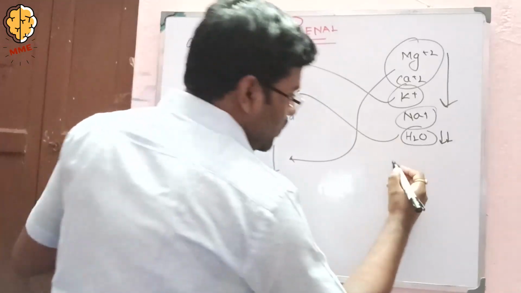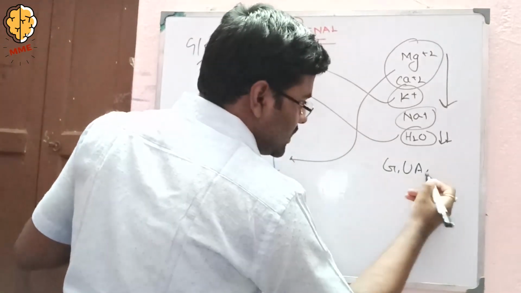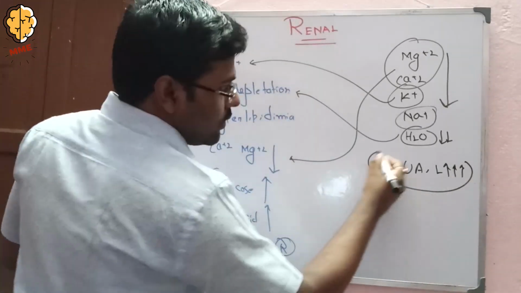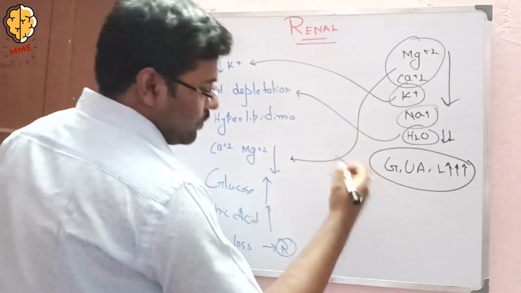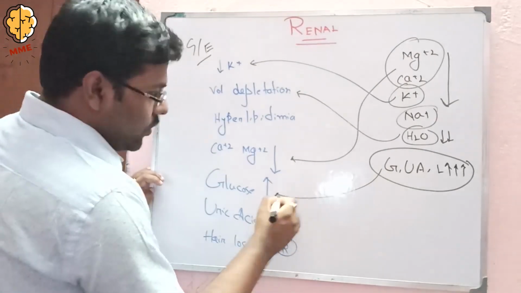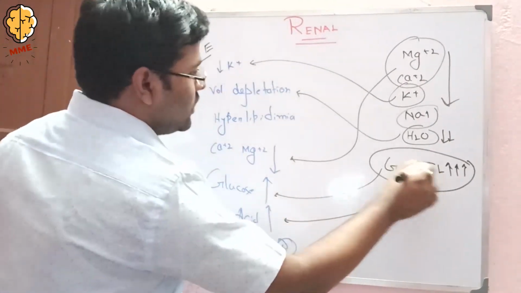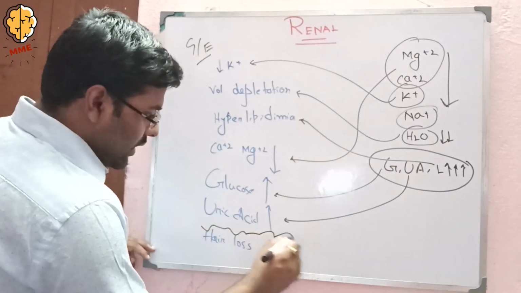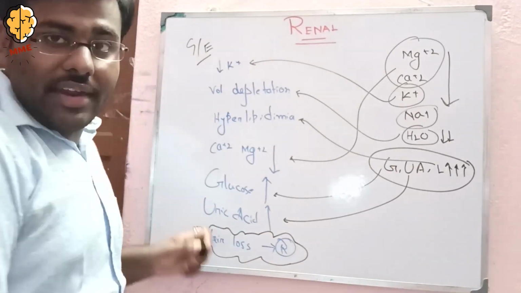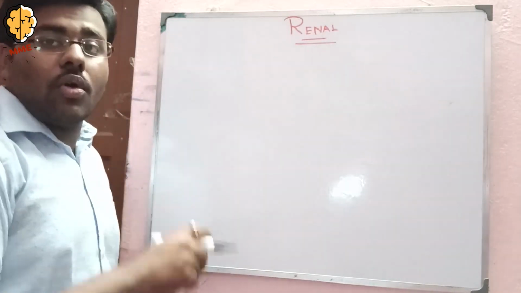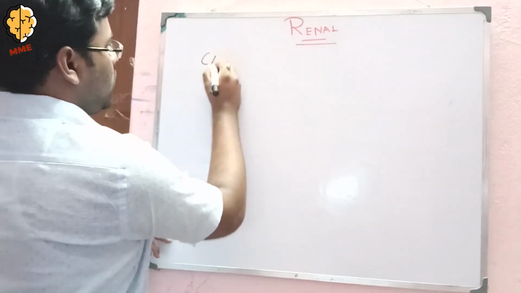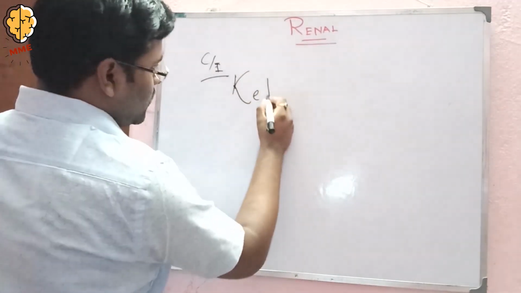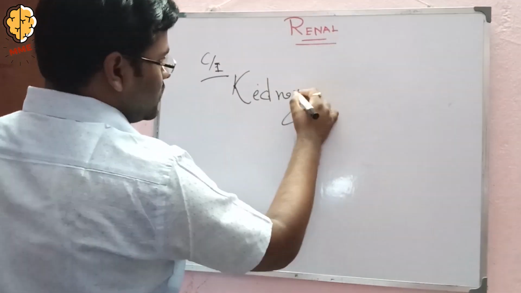Okay, and we know the glucose, the uric acid, and the lipids are increased in blood. So the blood sugar will be high, uric acid will be high, and there is hyperlipidemia. Okay, and hair loss is a side effect, but it's rare. Now coming to the contraindication of furosemide. The contraindication is kidney stone.